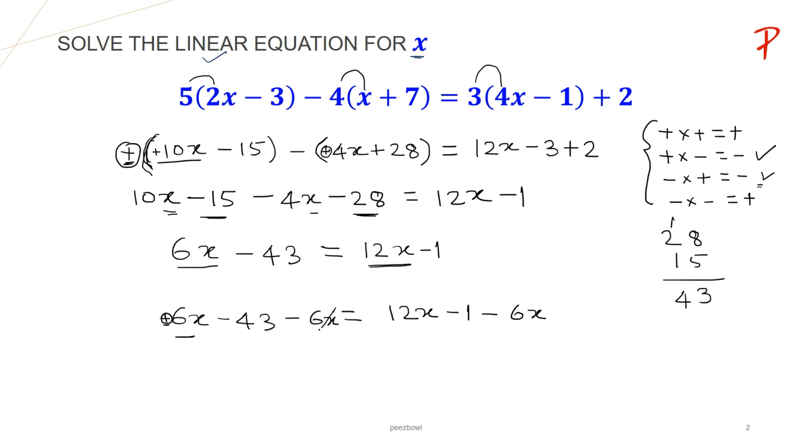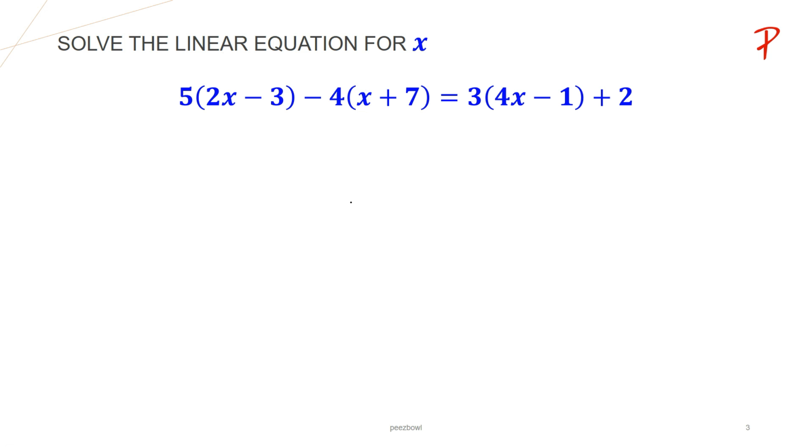Okay, so this minus 6x and this plus 6x will cancel each other, and on the left hand side we will have only minus 43. This is equal to 12x minus 6x is 6x, and here we have minus 1, right? I will solve it in the next slide. So far we have seen that minus 43 is equal to 6x minus 1. Now from the right hand side I want to remove minus 1. What shall we do? We have to add 1 to both the sides.